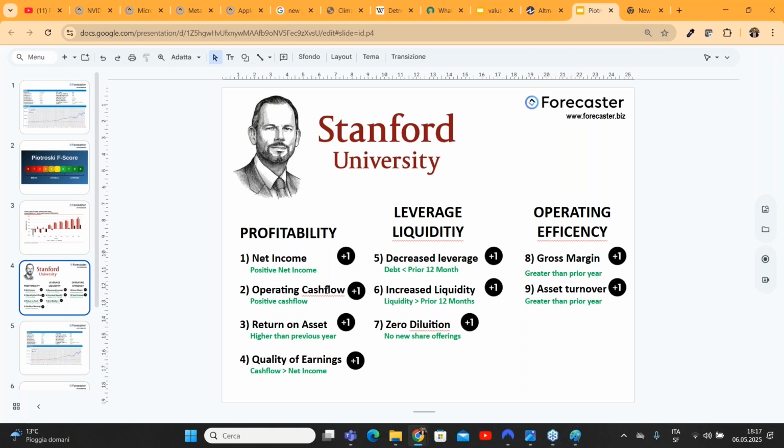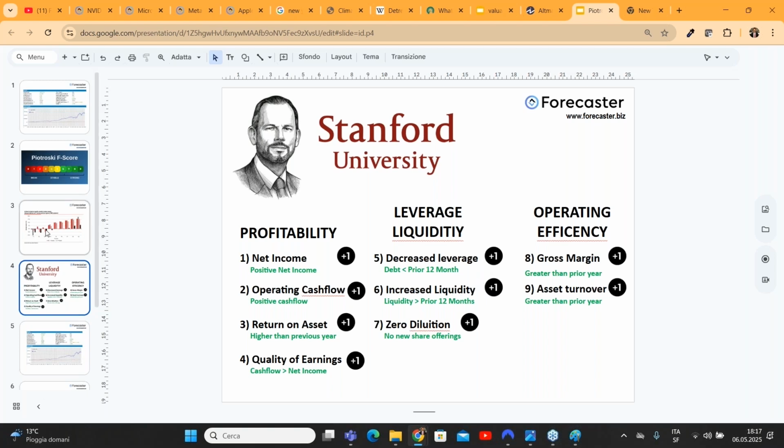The same for operating cash flow, the same for return on asset, the same for the quality of earnings. If you have a positive ratio compared to the previous one, you add just 1 point. At the end of the day, if you have 9, it means that you have a better situation compared to the previous one, okay, and you have a solid company.